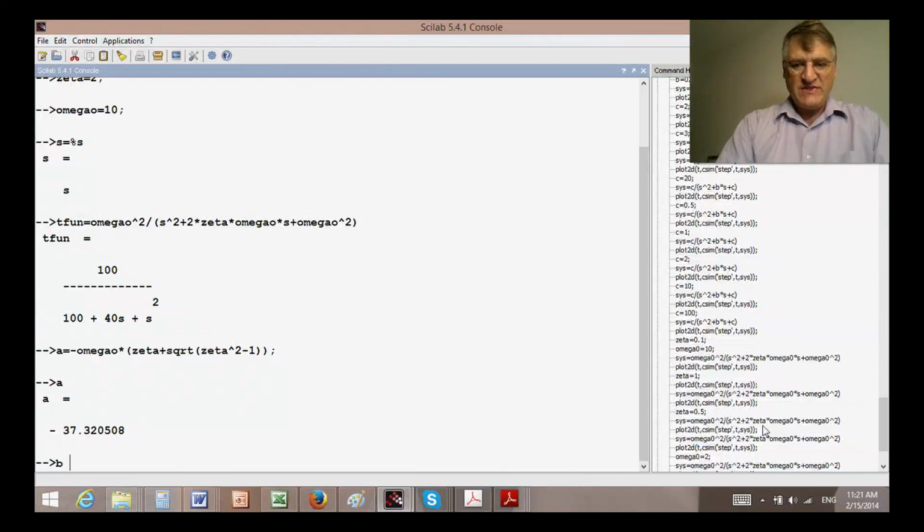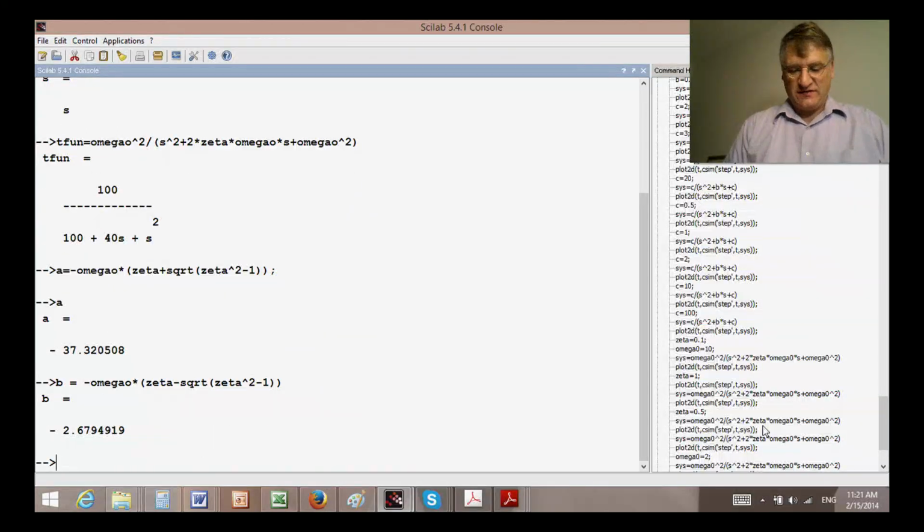Now we write b is equal to minus, we're going to say minus omega naught times zeta minus square root of zeta squared minus 1. And you see that it is still a negative number, but a much simpler one.